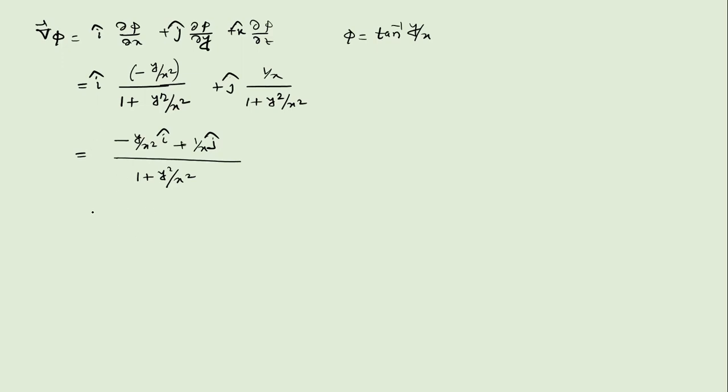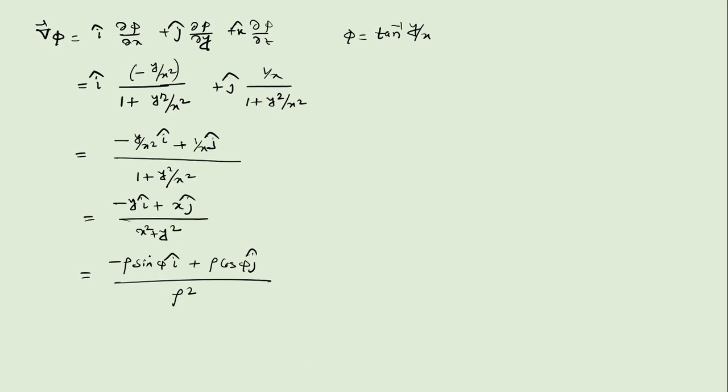If you multiply by x square, this is minus y i cap plus x j cap divided by x square plus y square. If you put it in terms of rho and phi, this is rho sin phi i cap, and this is rho cos phi j cap, and x square plus y square equals rho square. So this is nothing but 1 by rho times minus i cap sin phi plus j cap cos phi. Okay, this is the grad phi.